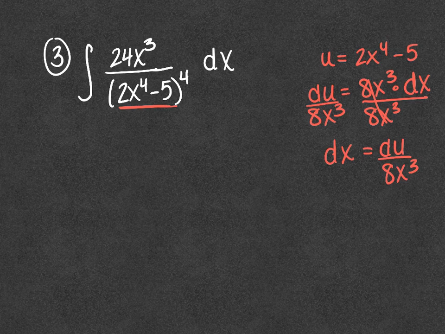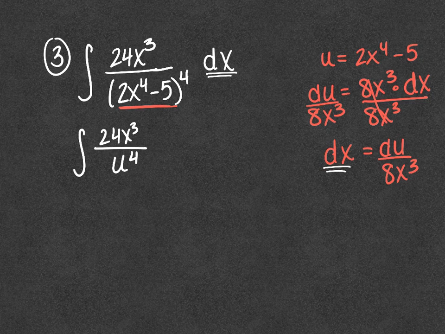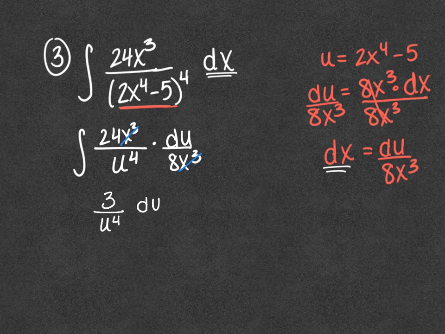So let's go back now to our integration and plug what we know back in. So we know 24x to the third over u to the fourth, right? That's what u is. And now what's dx? Well, I just found it. So dx is du over 8x to the third. And again, the x to the thirds should cancel, which they do. And 24 divided by 8, right? I have a 24 on top, an 8 on the bottom. Those divide out to 3. So it's 3 over u to the fourth du.